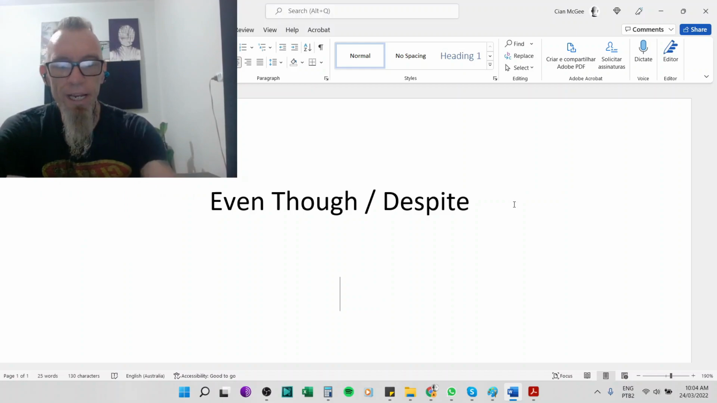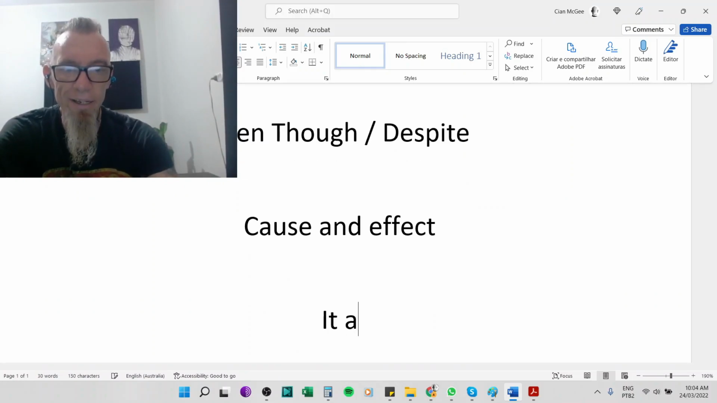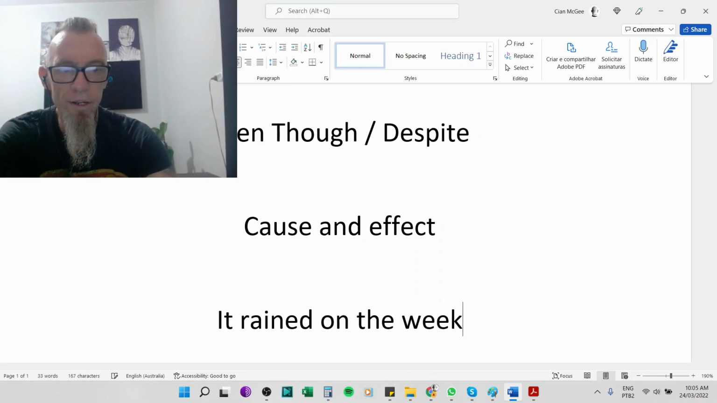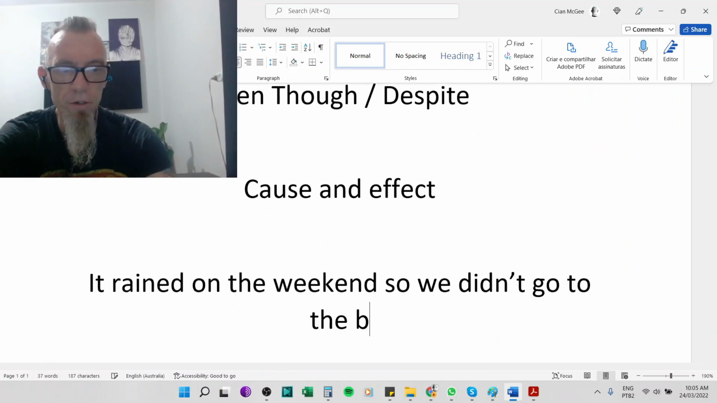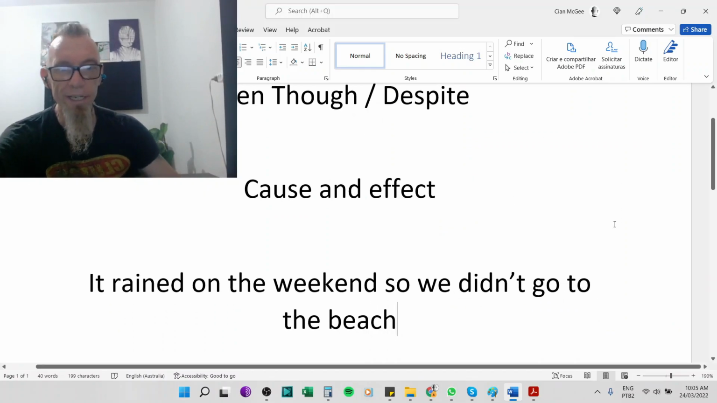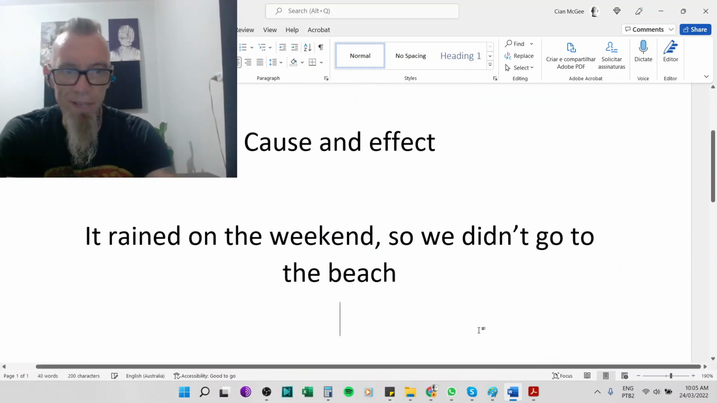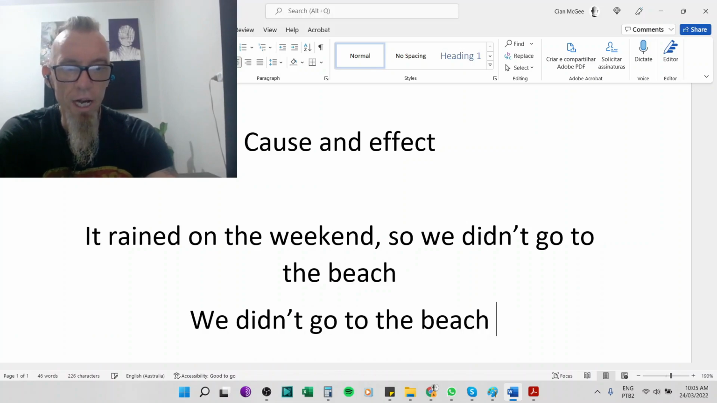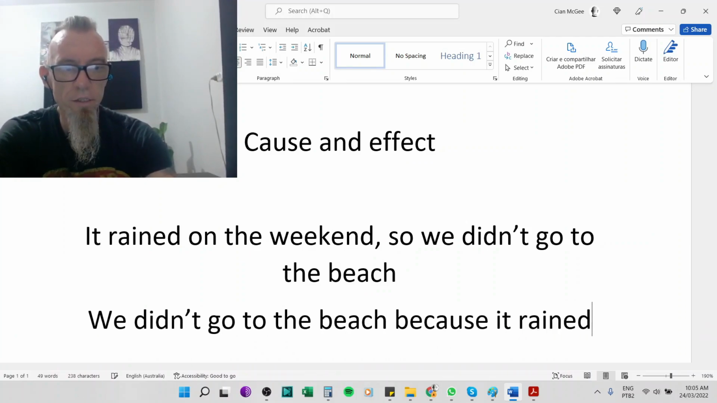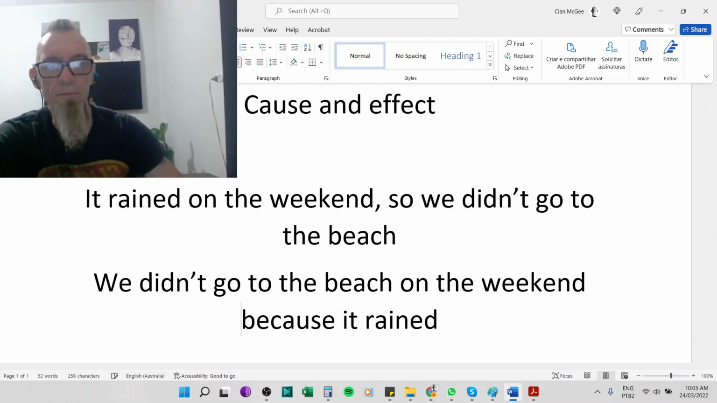So we know in a regular, what we look at as cause and effect, a normal sentence will be, for example, it rained on the weekend, so we didn't go to the beach. Cause and effect. We didn't do this because this happened. And I can do the same thing: we didn't go to the beach on the weekend, because it rained.